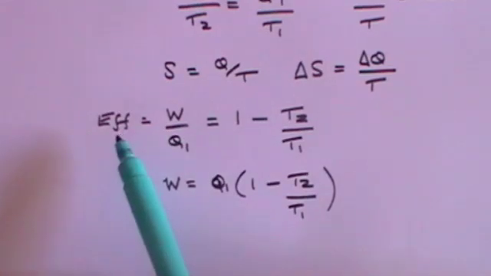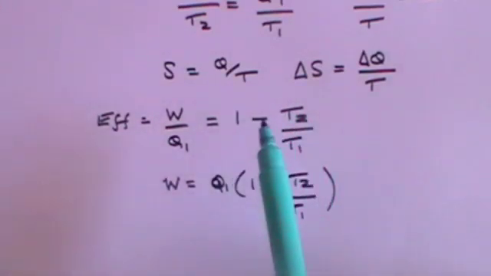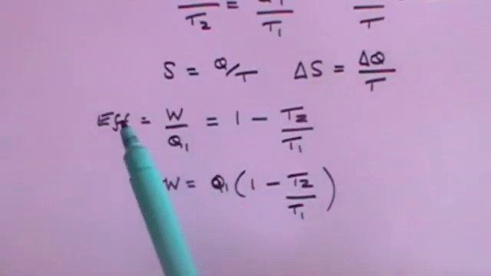Now here's the point. This is the maximum efficiency you're ever going to get, and it will never be 100% because it's always 1 minus this fraction. T2 is less than T1, so this is a positive fraction less than 1, so 1 minus a positive fraction less than 1 is going to be less than 100%. So we know the efficiency is never going to be 100%, and this is the maximum efficiency that you can get. But that's assuming you can get the maximum. We can't always get the maximum efficiency.